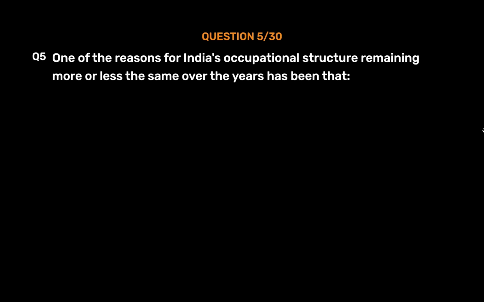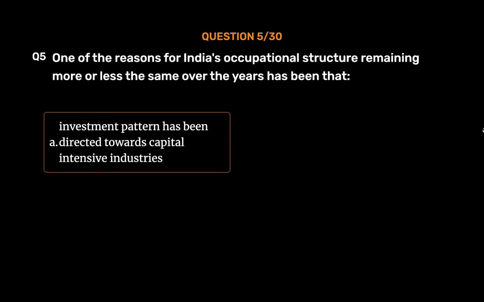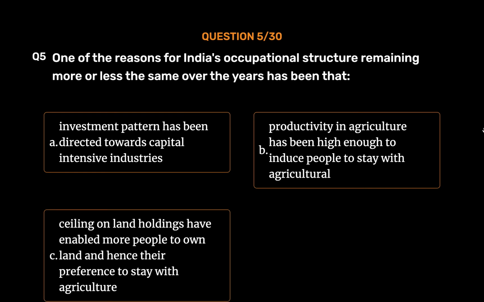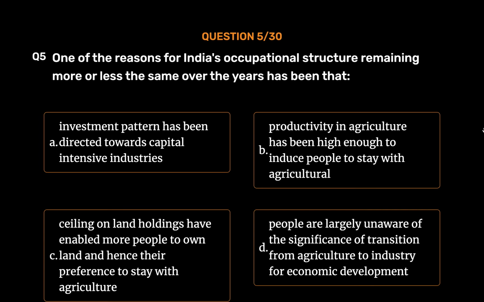Question number 5. One of the reasons for India's occupational structure remaining more or less the same over the years has been that Option A. Investment pattern has been directed towards capital-intensive industries. Option B. Productivity in agriculture has been high enough to induce people to stay with agriculture. Option C. Ceiling on land holdings have enabled more people to own land and hence their preference to stay with agriculture. Option D. People are largely unaware of the significance of transition from agriculture to industry for economic development.